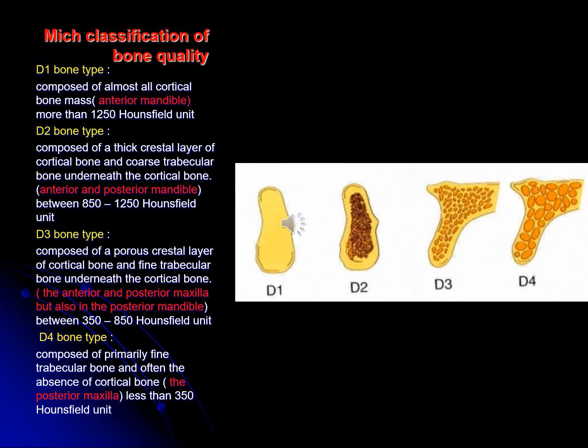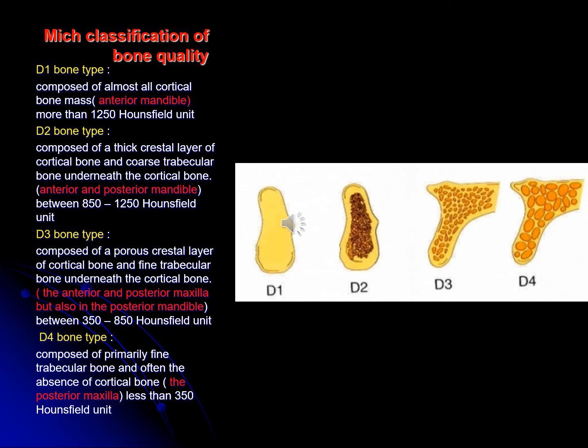The fourth type of bone is the D4 bone type. This type of bone is composed of primarily fine trabecular bone. There is no cortical bone. All of this bone is cancellous bone. This bone will be found in the posterior area of the maxilla. The density of the bone is less than 350 Hounsfield units.